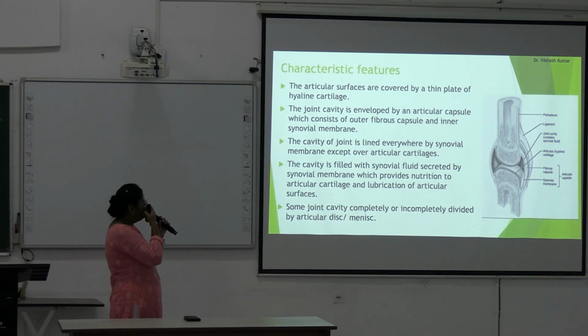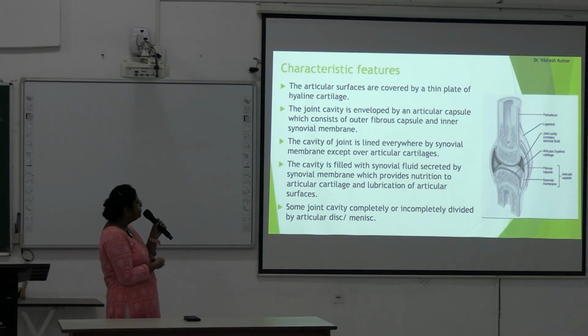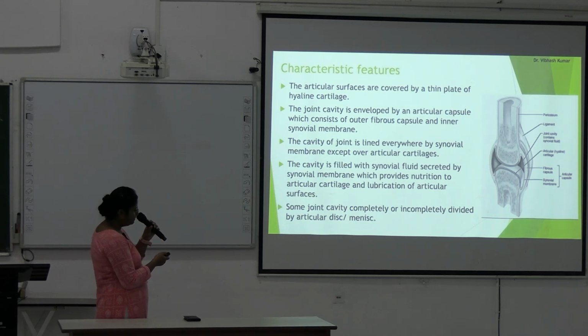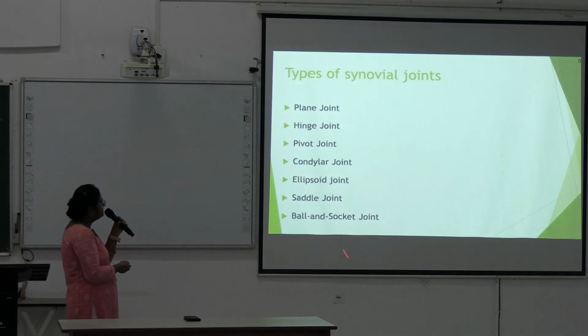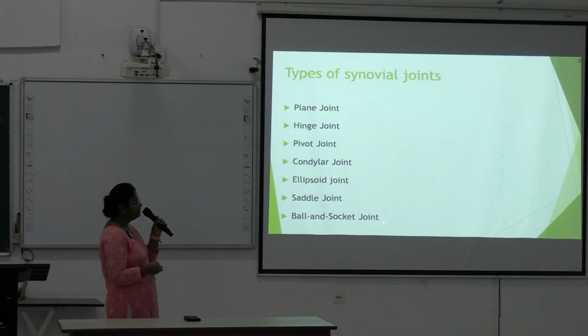In some joints the cavity is completely or incompletely divided by an articular disc or menisci. These are present in the knee joint. Two menisci are present, medial and lateral menisci, in the middle portion, and they divide the joint cavity into further divisions. So these are the different types of synovial joint: plain joint, hinge joint, pivot joint, condylar joint, ellipsoid joint, saddle joint, and ball and socket type of joint.